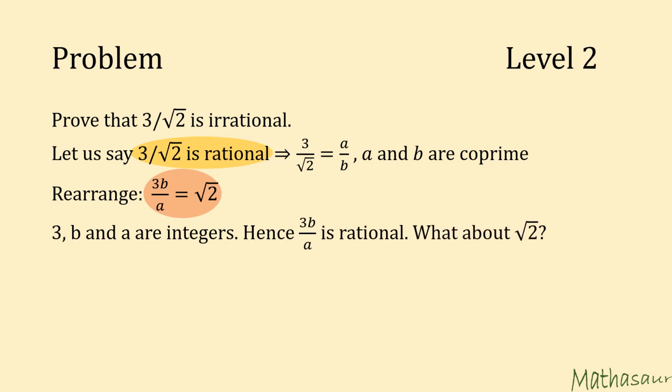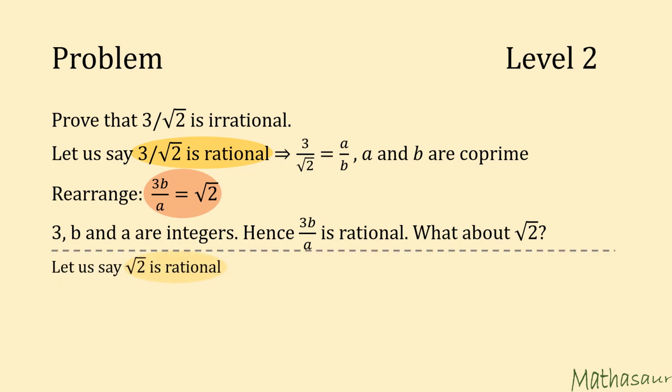And what about the right hand side? What about square root of 2? We could simply state that square root of 2 is irrational. Or we could prove that square root of 2 is irrational and follow the first problem. So let us say square root of 2 is rational. Express it as a rational number p upon q, where p and q are co-prime.